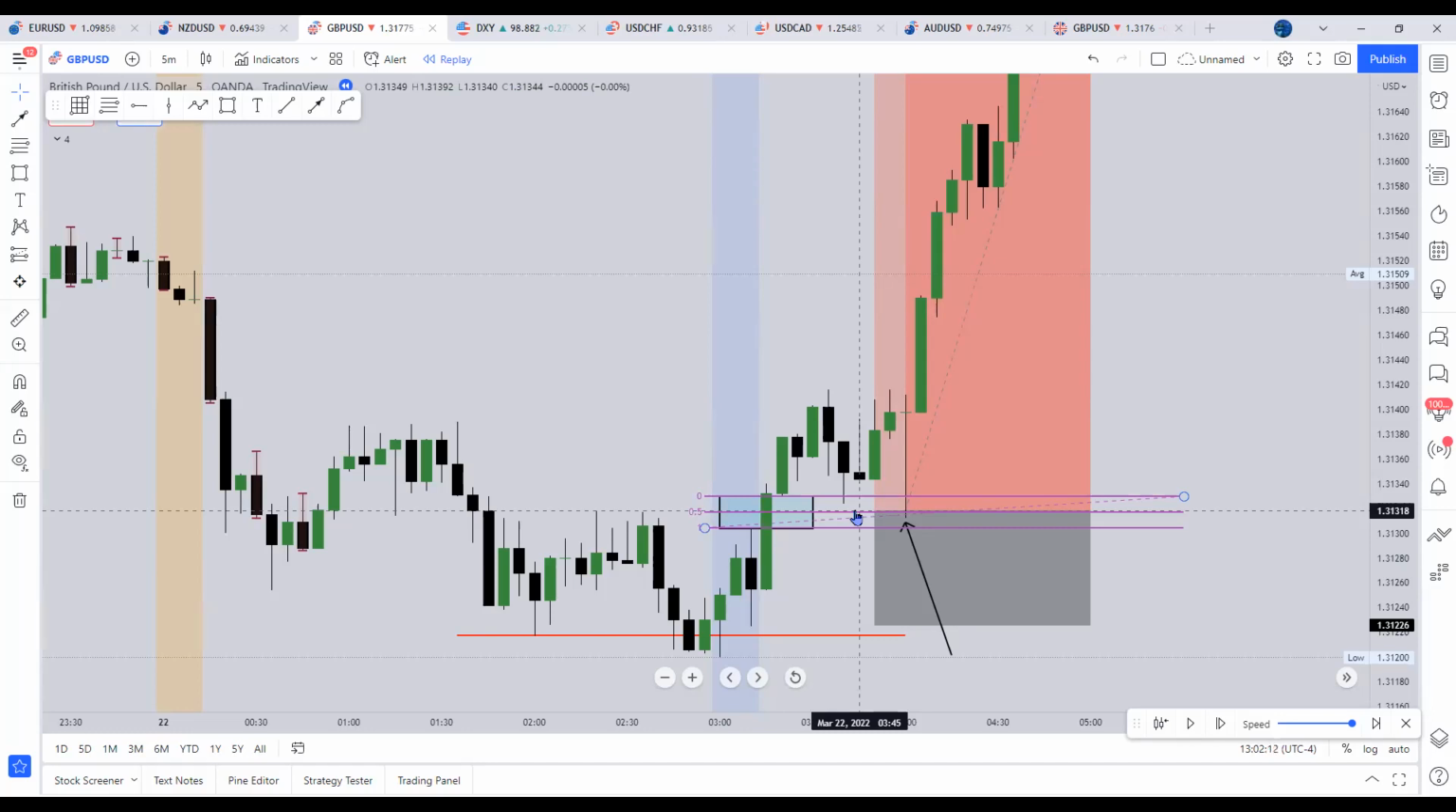Yes, sir. Absolutely, yes. Sir, there is also a fair value gap on the upper green candle, right? Where the wick is there. The next candle also has a fair value gap.